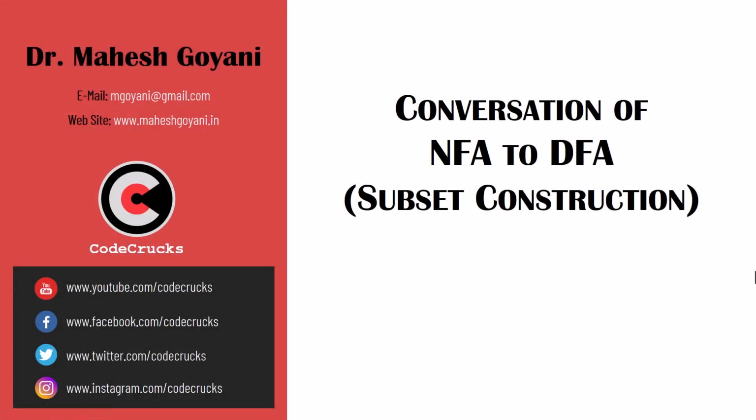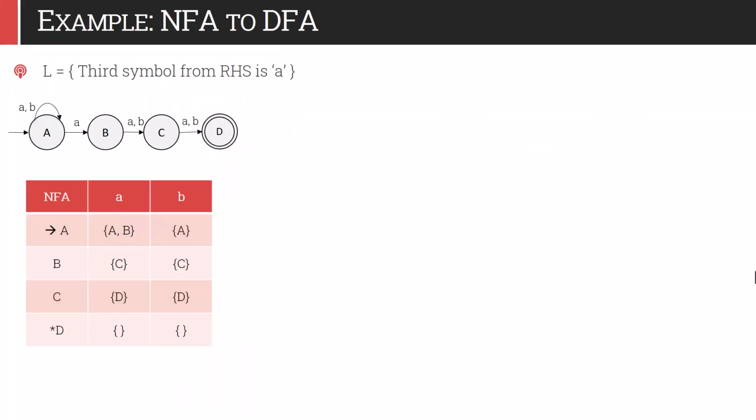In this video, we will see another example for converting NFA into DFA using the subset construction method. The language contains all the strings in which the third symbol from the right-hand side is A. So the basic NFA for that would be as shown here. The last symbol could be A or B, the second last could be A or B, but the third last must be A.